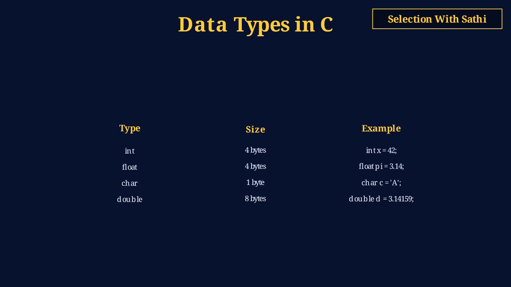Char stores a single character in single quotes and takes just 1 byte. Every char has an ASCII value from 0 to 127. Double is like float but with double precision, 8 bytes and about 15 digits of accuracy. Remember, int and float are 4 bytes, char is 1 byte, double is 8 bytes.